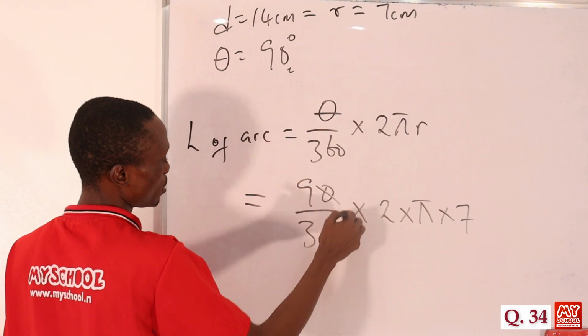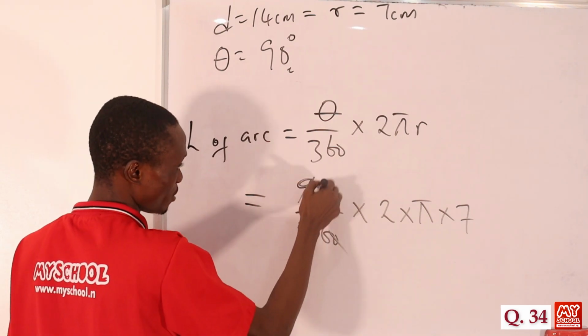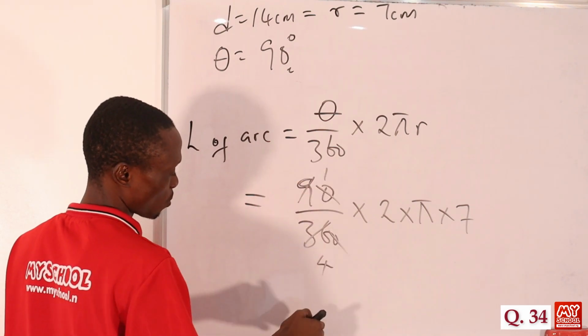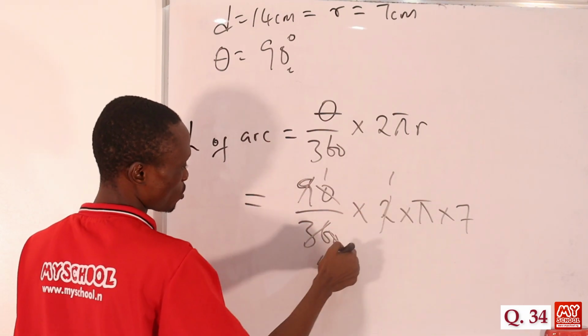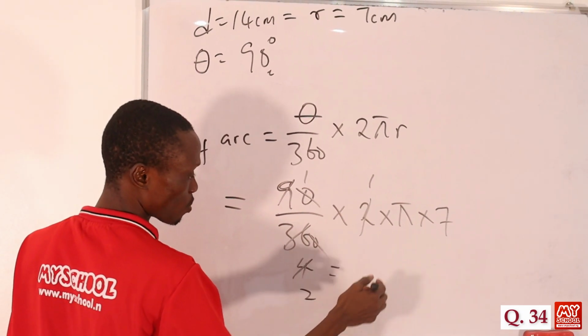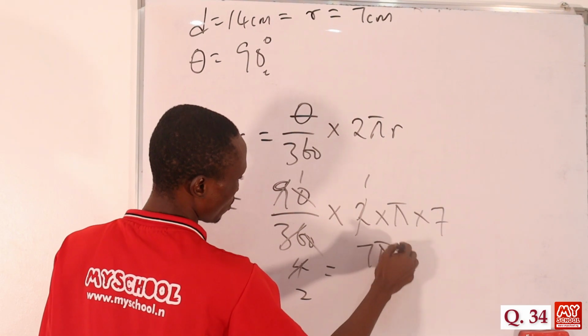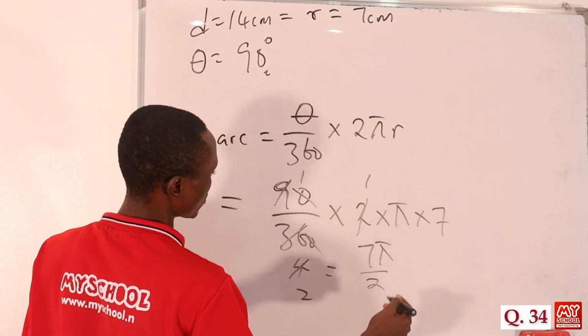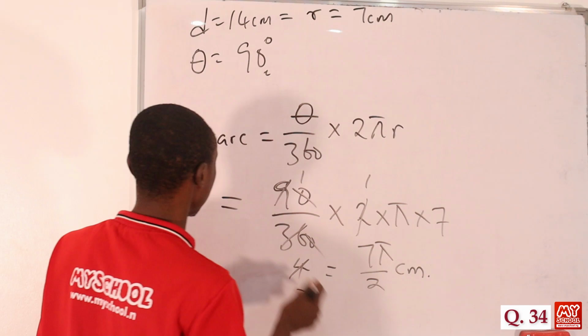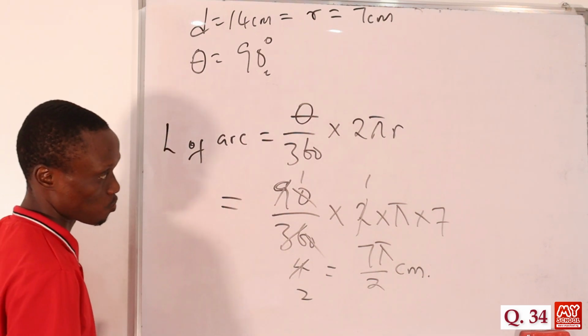Now, we cancel the 0. 9 divided by 9 is 1 and 36 divided by 9 is 4. Then 2 over 4 reduces to 1 over 2. At the end of the day, we are now having 7 pi over 2, in centimeters, since we are calculating the length of an arc.